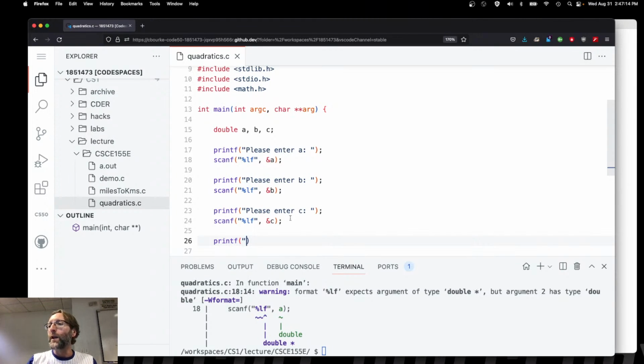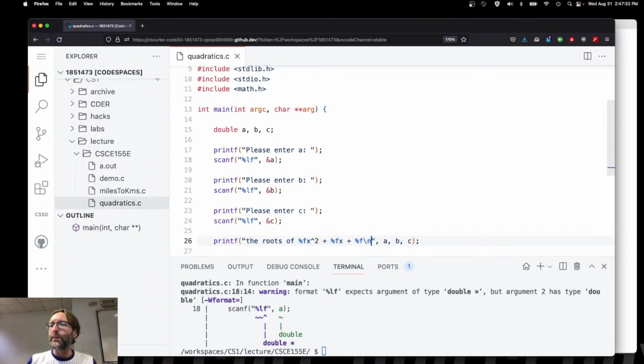So I'm going to go ahead and print out immediately that the roots of %f x squared plus %f x plus %f. %f's are going to be my placeholders for a, b, and c.